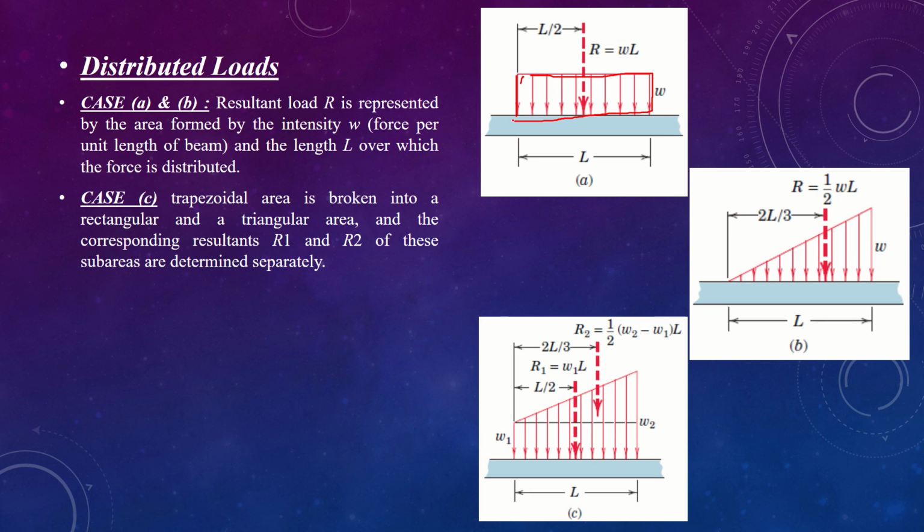Similarly, a second form is when W is uniformly varying, like in the case of figure B. It is a triangle and it is spread over a length L, and you are going to get, by simple surface area calculations of a triangle, that is half into height into base, you have L and you have W, base and height, and half times, and you're going to get the surface area of this triangle. Now this area is going to give you the resultant force R.